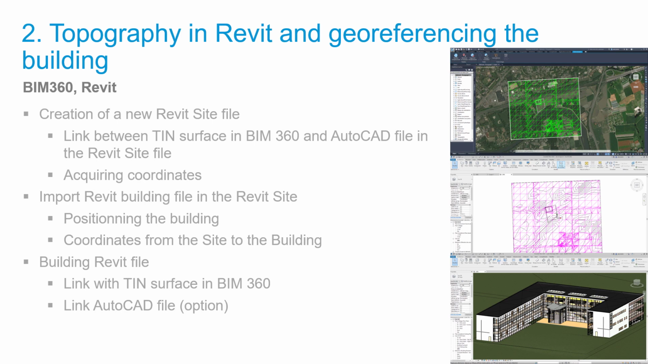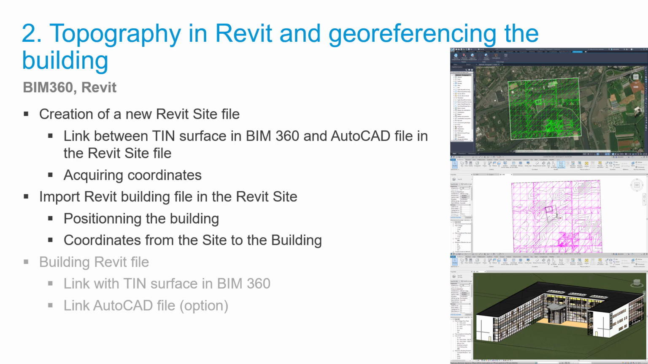Now, in this second video, we will see the creation of the new site in a Revit file, the link between the thin surface in BIM 360 and the AutoCAD file for the Revit site. After that, we will acquire these coordinates in the Revit site file. Then we will import the building file in Revit site to give the good coordinates for the positioning of the building.